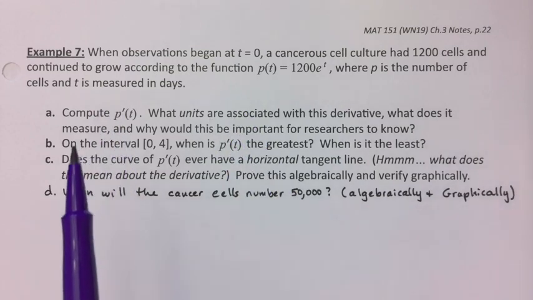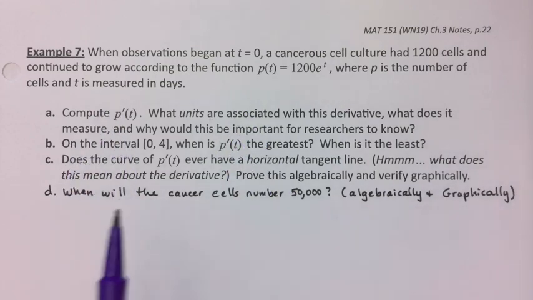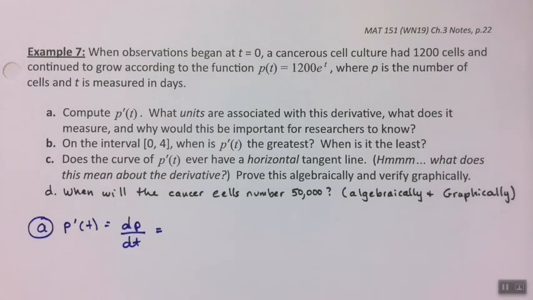So we have four parts right here. I've added in a part D, so you want to add that in if it's not in your notes. So we begin with part A. We want to compute p prime of t, and what are the units associated with that derivative? What does it measure, and why would this be important for researchers to know?